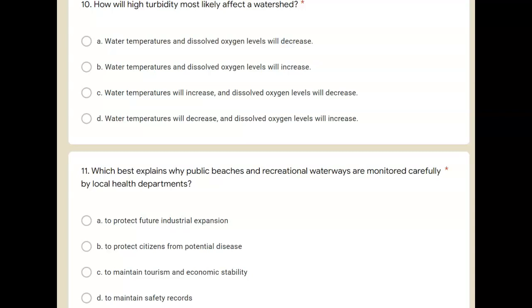Number 11. Which best explains why public beaches and recreational waterways are monitored carefully by local health departments? A. To protect future industrial expansion. B. To protect citizens from potential disease. C. To maintain tourism and economic stability. Or D. To maintain safety records.